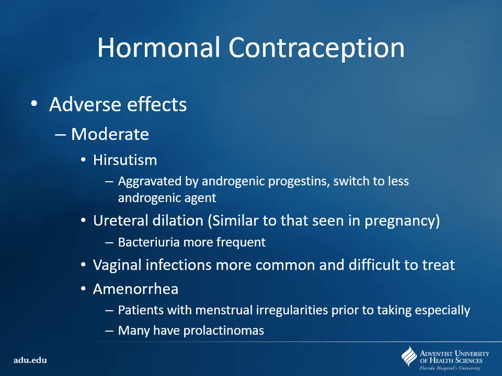And then patients who have pre-existing menstrual irregularities tend to be more likely to develop amenorrhea. These may also be patients who have things like prolactinomas, and PCOS patients especially, so think about that sort of thing. That could be one thing that develops there.